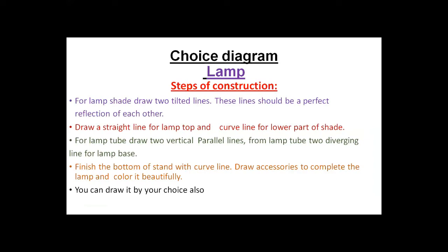For the lamp tube, draw two vertical parallel lines from the lamp tube to diverging lines for the lamp base. Finish the bottom of the stand with a curved line. Draw accessories to complete the lamp and then color it beautifully. You can draw it by your own choice. Now see the diagram, how we draw it.